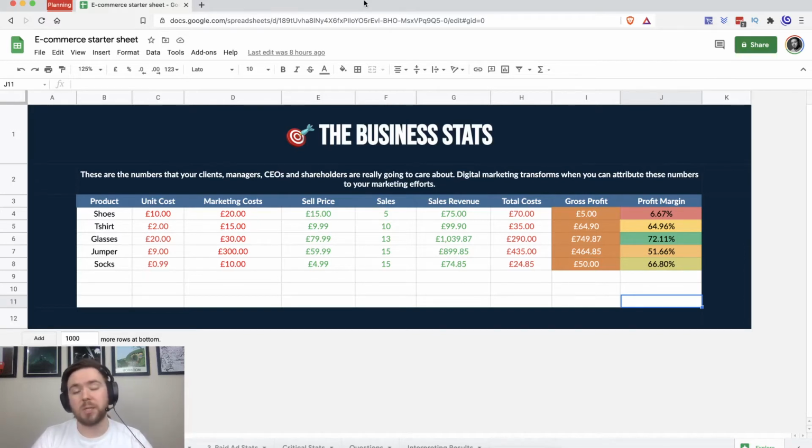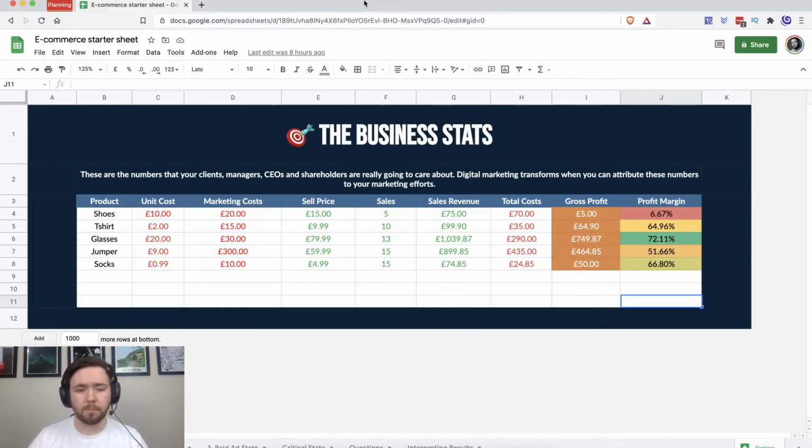Now, if you're software as a service, so you're more in the B2B space, that cost might be, let's say, licenses for software that you use or that you provide to clients, and you'll have a cost per client or per sale. So unit cost here, it costs us £10 to make a pair of shoes.